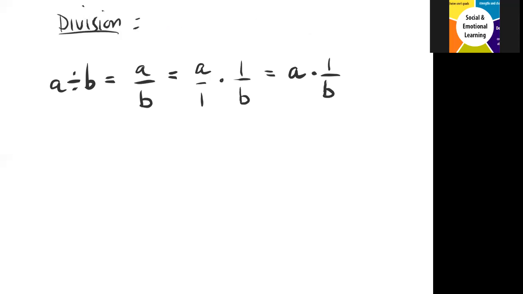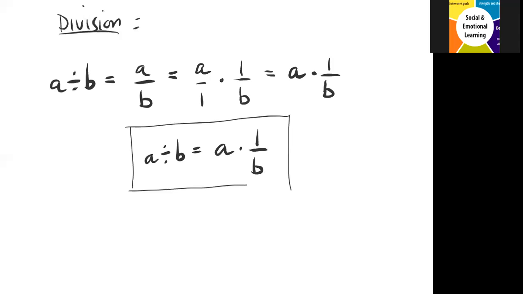So this is important to be able to say A divided by B is going to be equal to A times 1 over B. This is the way we want to think about division all the time from now on. Instead of thinking about division as something divided by something, we're going to think about it as something times its reciprocal.